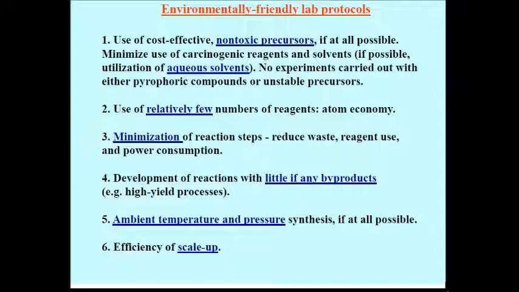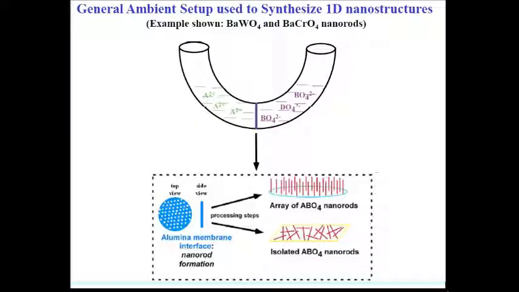But the point of it is that we are able to generate nanowires under ambient conditions in aqueous solvents. And what we did was to develop a so-called U-tube method. So you can imagine that if, for instance, I'm trying to make barium tungstate or barium chromate, what I would want to do is put an aqueous precursor solution of, for instance, barium chloride to the left, sodium tungstate, sodium chromate to the right.